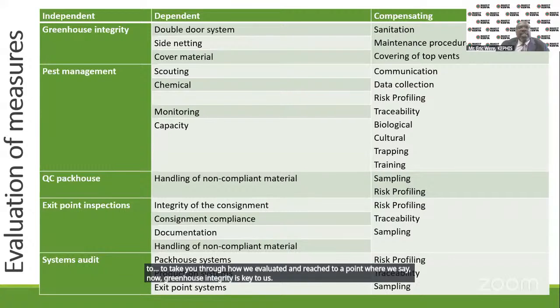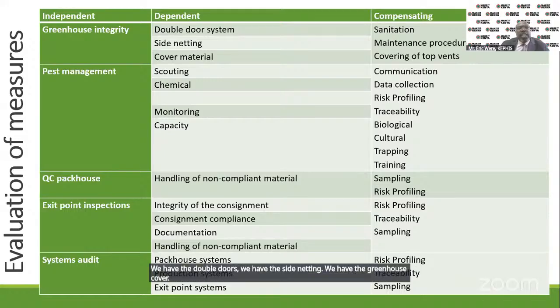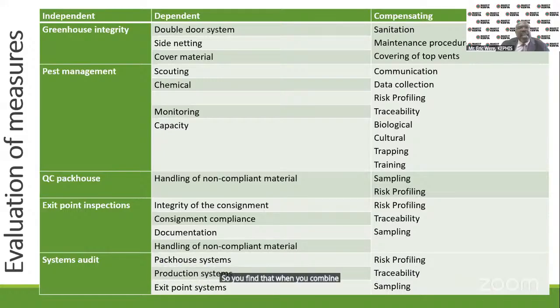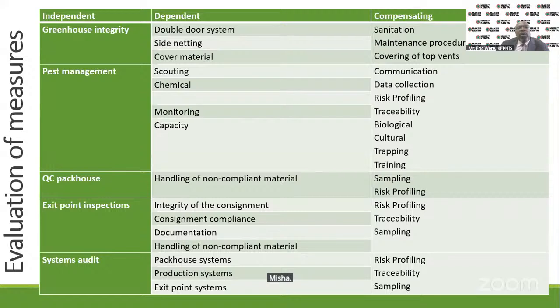Now, what are the dependent measures on this greenhouse integrity? We have the double doors, we have the side netting, we have the greenhouse cover. So you find that when you combine these, they make the greenhouse integrity independent. And that's why we mentioned that an independent measure will also be composed of a number of dependent measures that you put in place.